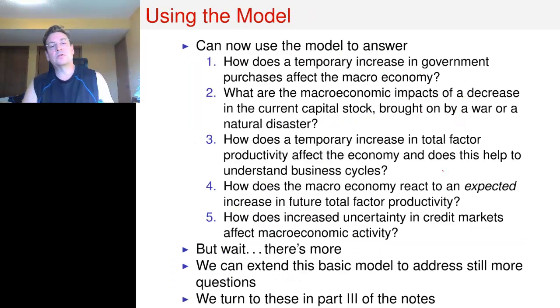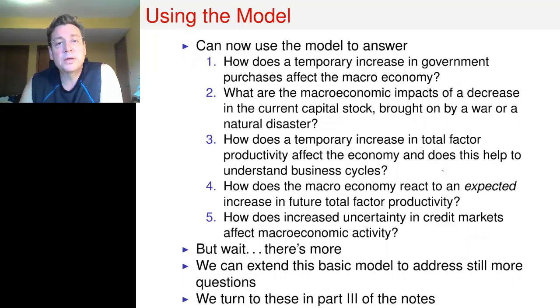So now we can ask a bunch of different questions. How does a temporary increase in government purchases affect the macroeconomy? What are the macroeconomic impacts of a decrease in the current capital stock due to, say, a natural disaster or a war? How does a temporary increase in total factor productivity affect the economy? And does this help us to understand business cycles? How does the macroeconomy react to an expected increase in total factor productivity? How does increased uncertainty in credit markets affect macroeconomic activity?